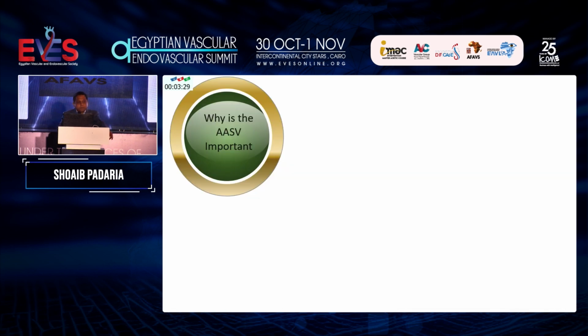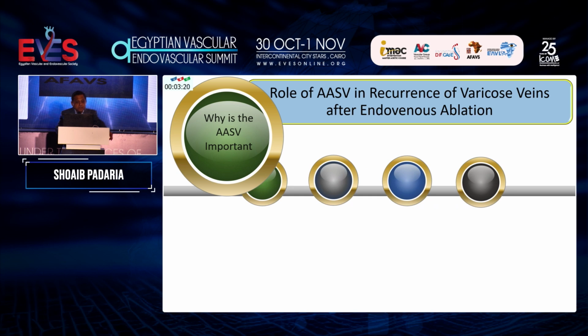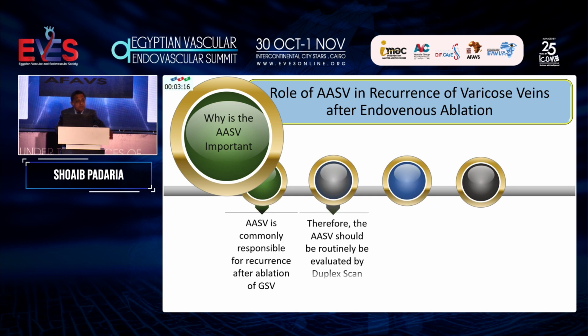Now the next part, why is the AASV important? Here, we must note the role of the AASV in recurrence of varicose veins after endovenous ablation. We know that it's commonly responsible for recurrence after ablation of the GSV, and therefore it's very important that we should routinely look for the AASV actively during Doppler ultrasound.